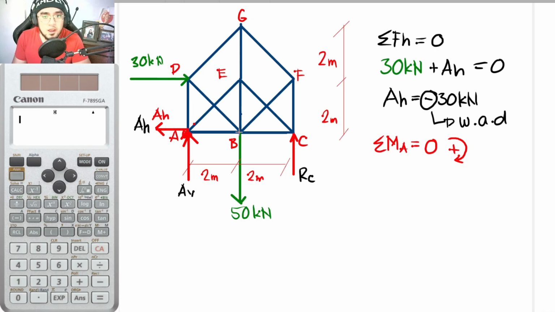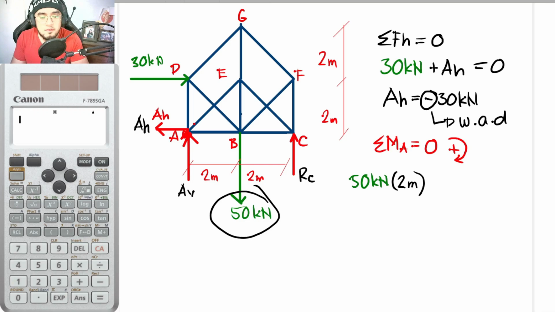So for 50 kilonewton, for this 50 kilonewton load here, if this is now our point A, the tendency of this 50 kilonewton load is for it to rotate point A in a clockwise direction. So if it is clockwise, as you can see, then our answer here should be positive. Or for the moment due to 50 kilonewton load should be positive. So with that, 50 kilonewtons. So this is just the force. So in order for us to write its moment, we must multiply it by its lever arm. So we have a 2-meter lever arm here. So 50 kilonewtons times 2 meters. Okay, so that is for the 50 kilonewton load.